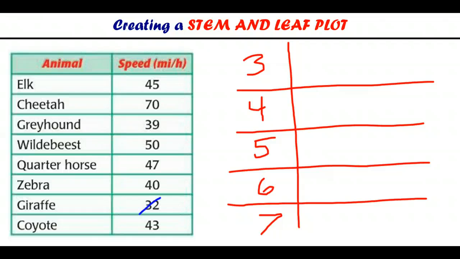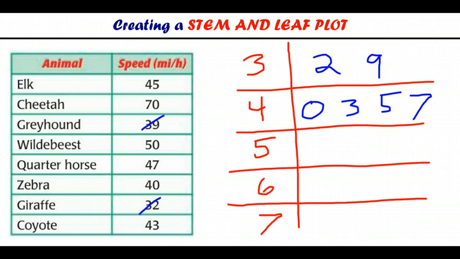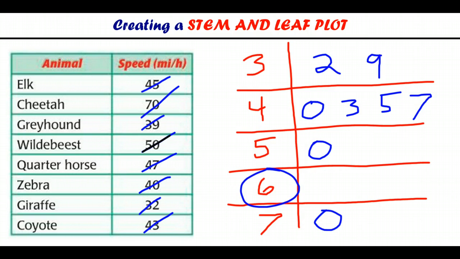So with our 3s, we have a 32 and a 39. With our 4s, we have a 40, a 43, a 45, and a 47. We have a 50, and we have a 70. Again, nothing in the 6 stem, but we leave it blank, and we include it because it is one possible stem between 3 and 7. And so this is the stem and leaf plot that would be created from the data of animals' top speeds.